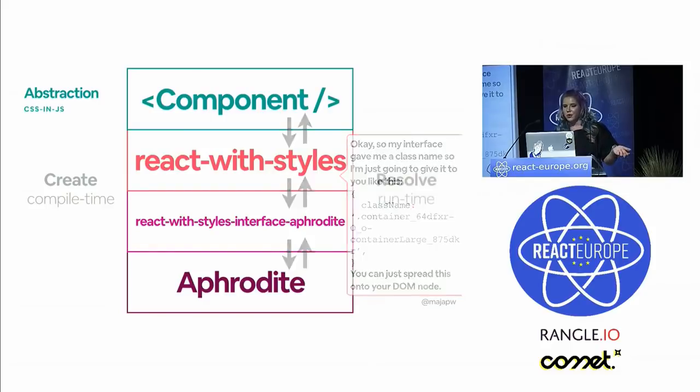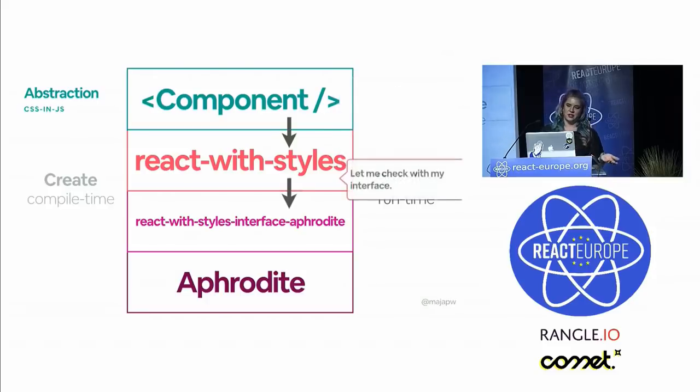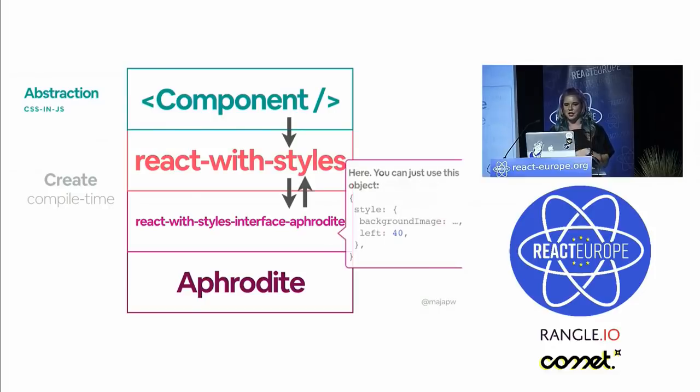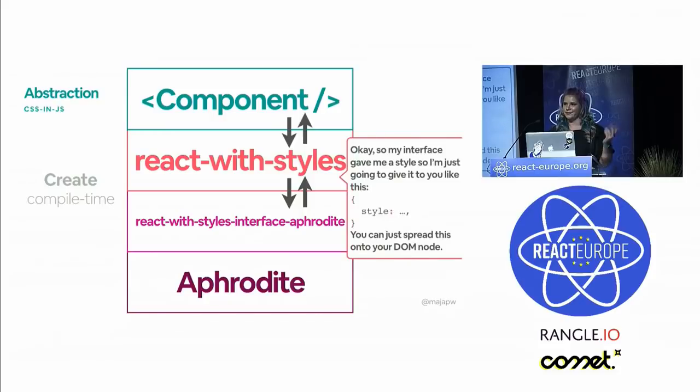This allows us to also have dynamically generated styles at runtime. So you may make a call to an API, you may do some animation, you want to calculate something at the render time. You pass in an object to React with Styles. React with Styles, again, defers to the interface. The interface is the translator for Aphrodite, so it knows that Aphrodite only deals with class names, and it doesn't have a class name for this object. So instead, passes it back up the tree as an inline style, and that gets spread onto our DOM node.